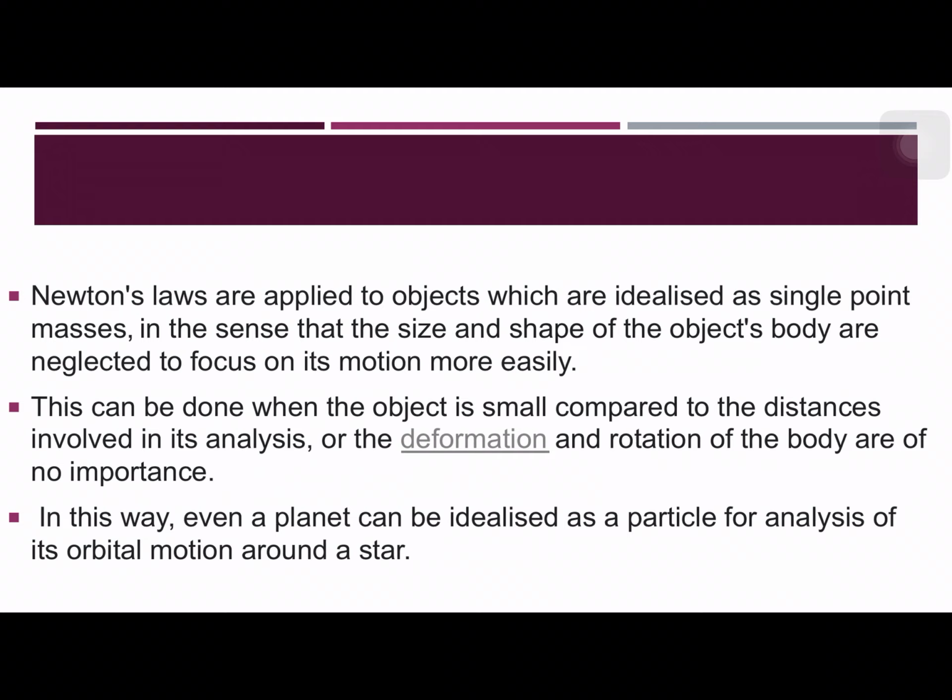The theory developed by Newton is not applicable 100% to day-to-day life objects. So they are idealized. They are the mathematical equations developed by Newton. They are concepts. So they are particles, infinitesimal particles, the mass and everything. So even the planet, if you are talking about the motion of the planet, you should not talk about the size of the planet. The entire mass should be considered as concentrated at the center of the planet. So that is its orbital motion around the star and everything.